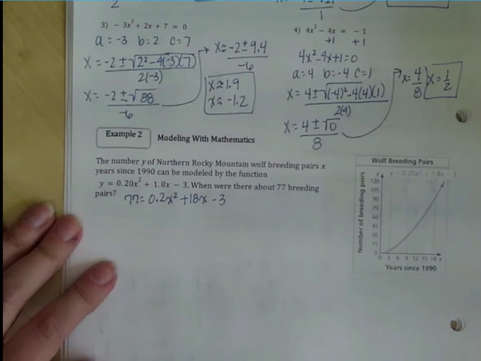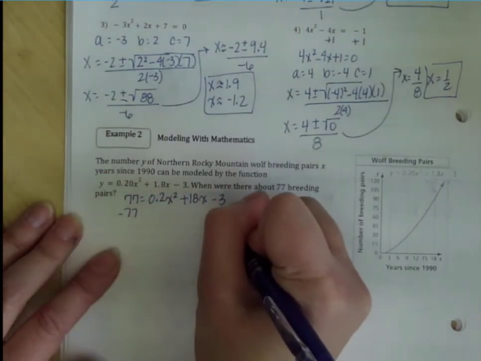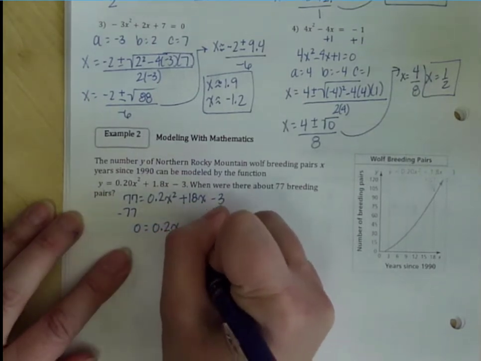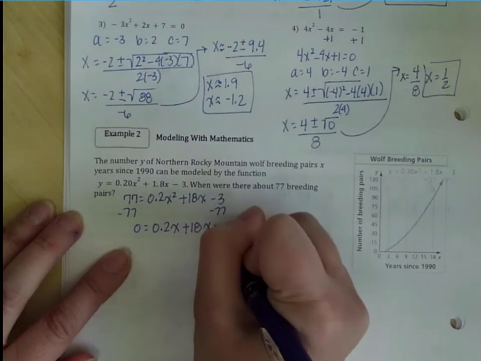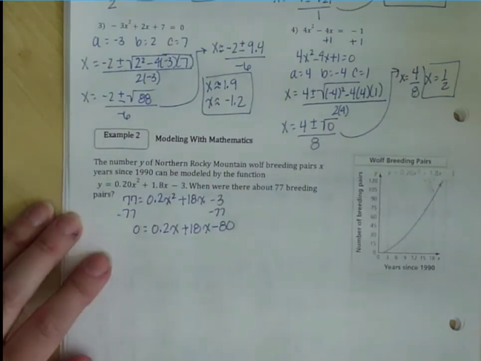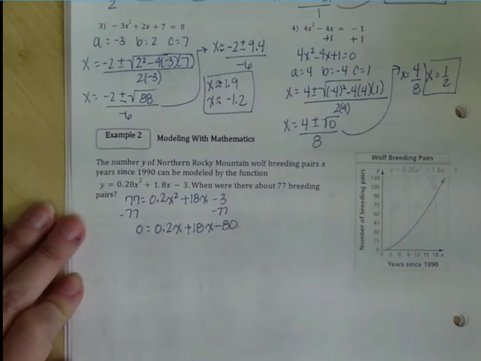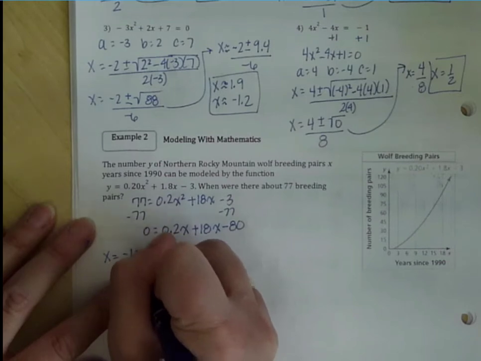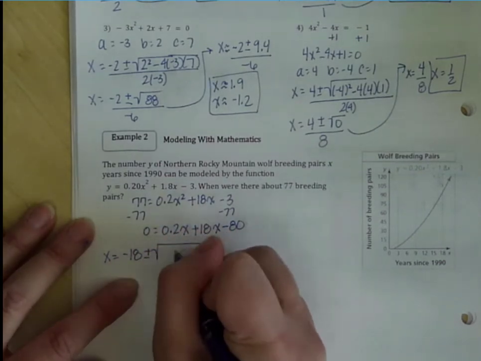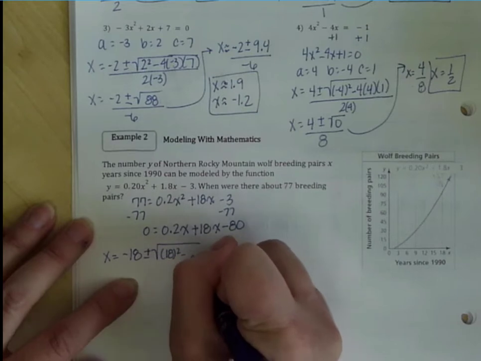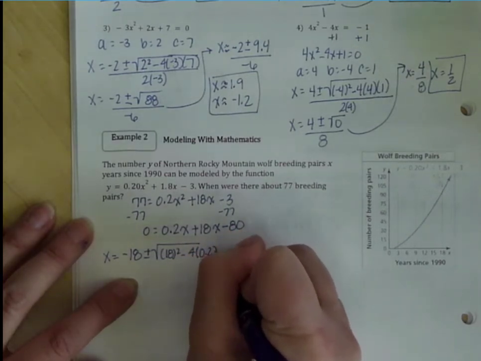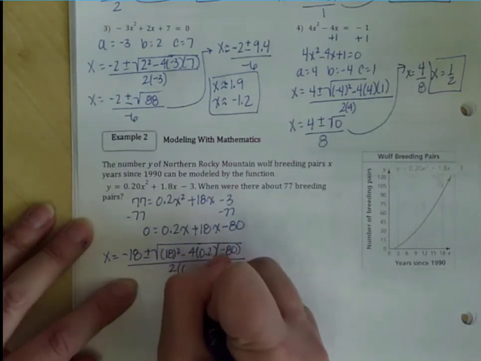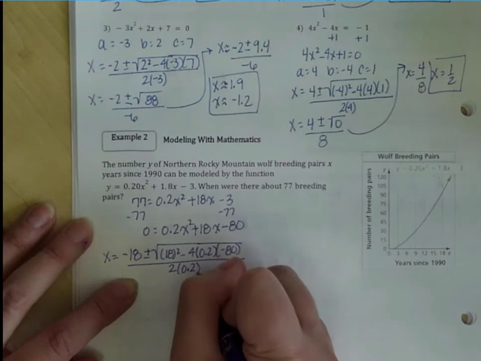Now remember, I need to set that equal to 0. So I'm going to subtract 77 from both sides. So 0 equals 0.2x squared plus 1.8x minus 80. Now I'm going to go ahead and solve this using the quadratic formula. So x equals negative 1.8 plus or minus the square root of 1.8 squared minus 4 times 0.2 times negative 80, all divided by 2 times 0.2. Forgot my x squared there.